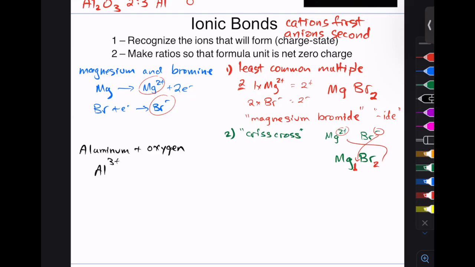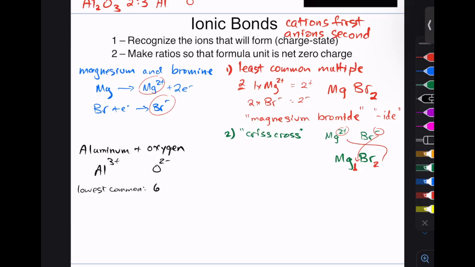So aluminum is 3+. The oxygen, when it forms an anion, what's the charge? 2-, because it only needs 2 electrons to get to its full valence shell. Okay, so we can do this by the lowest common multiple method. So what's the lowest common multiple between 2 and 3? It's 6.